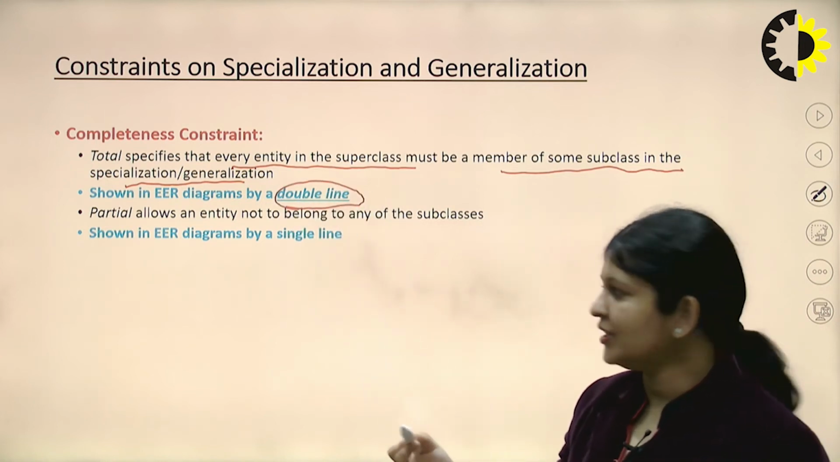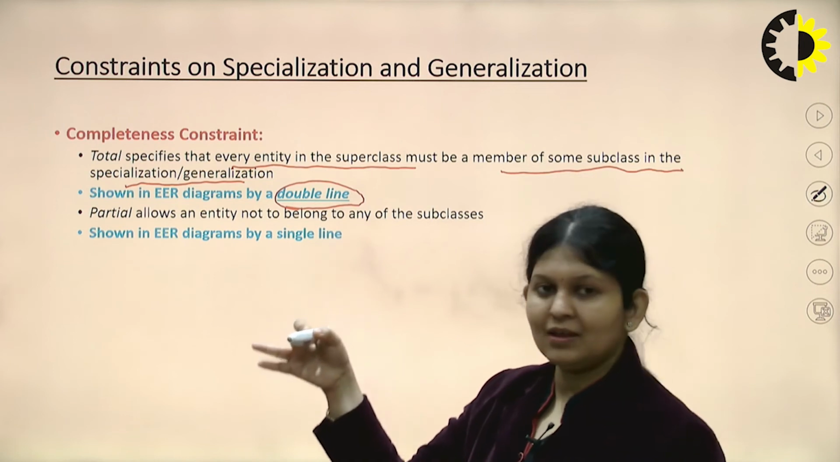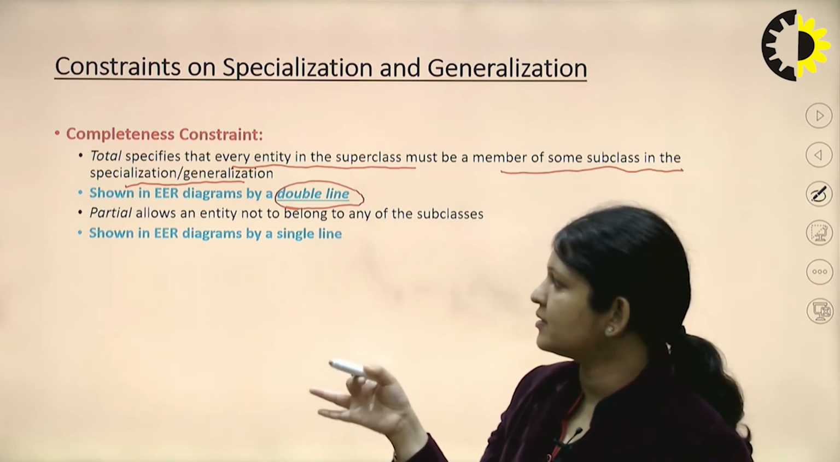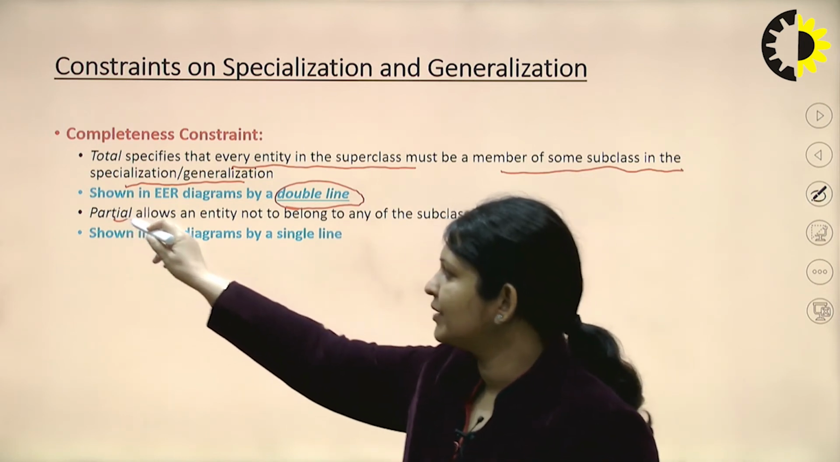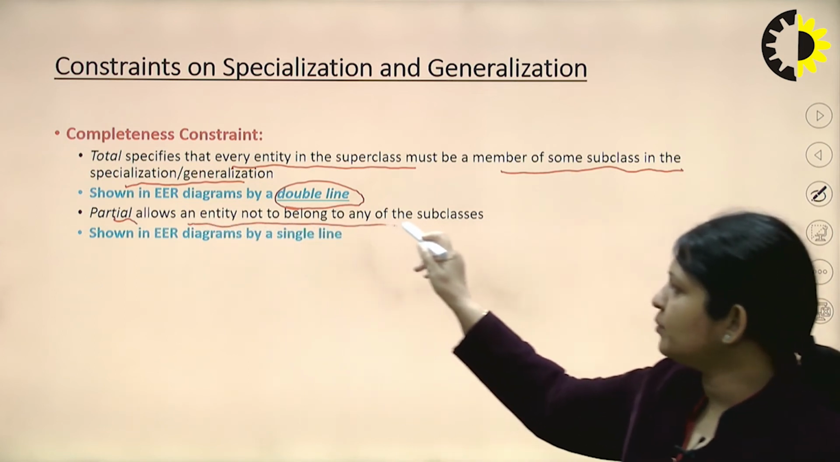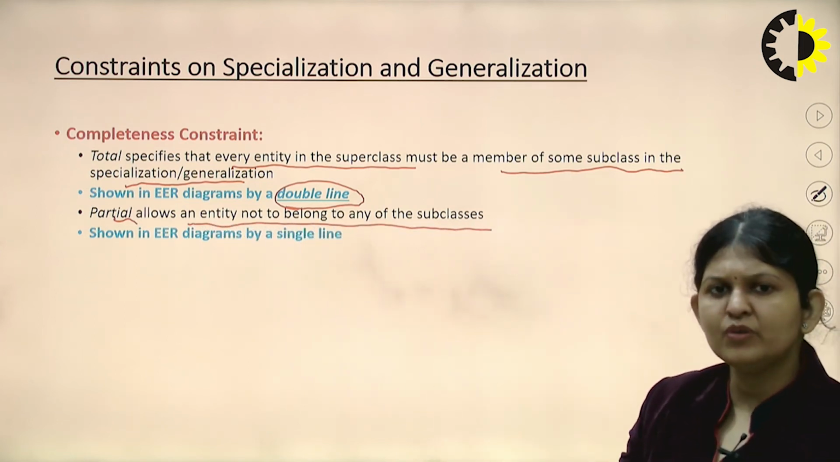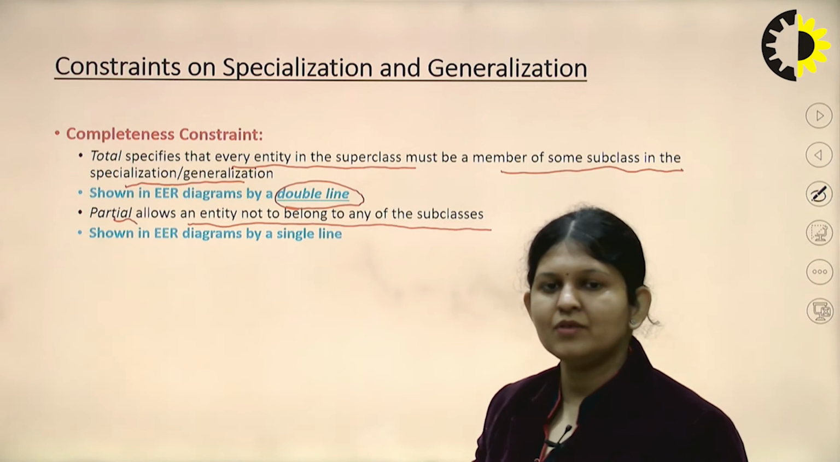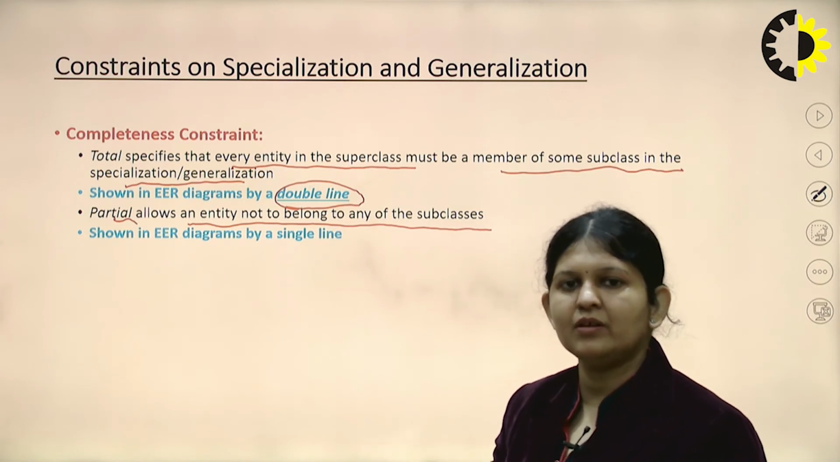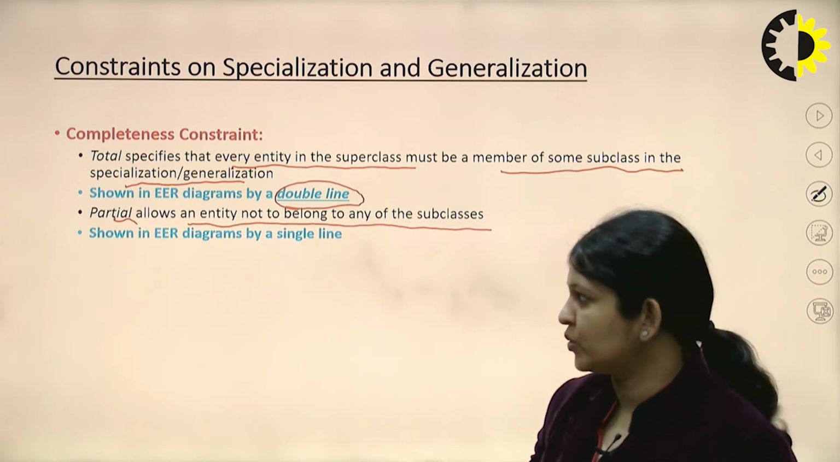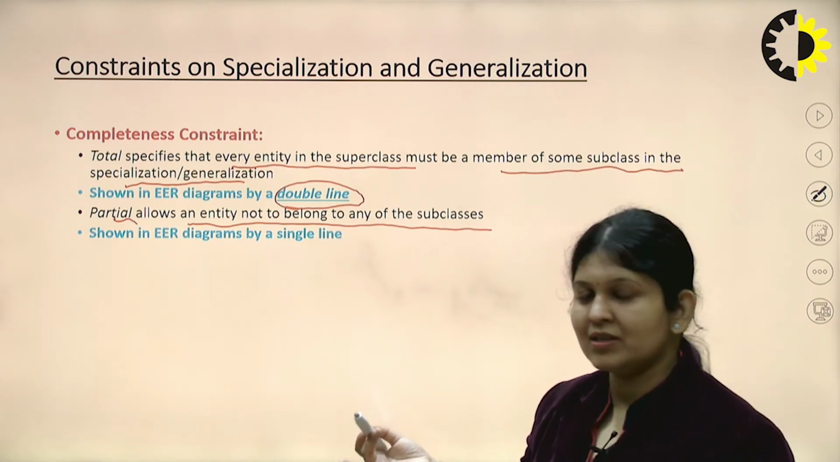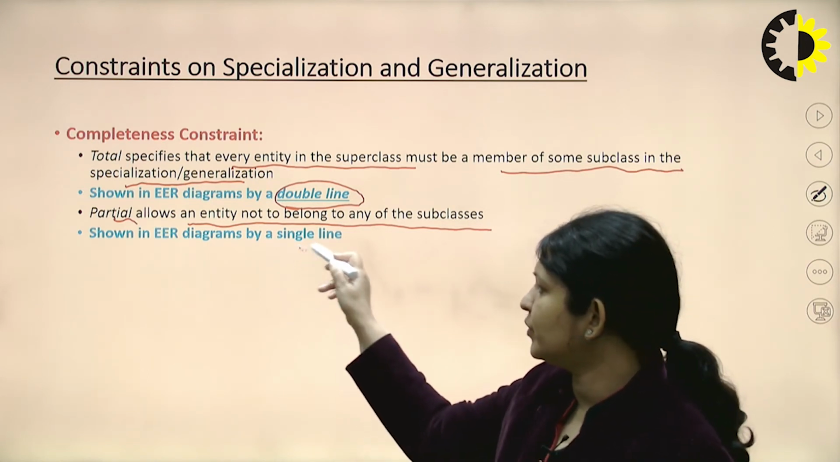Now partial, the reverse of total, allows an entity not to belong to any of the subclasses. So we may have members of the superclass which may or may not belong to a subclass. That kind of constraint is a partial constraint. We show it through a single line.